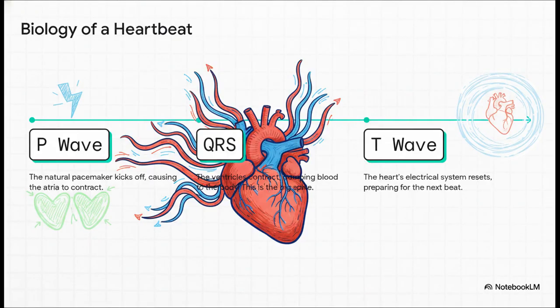So what do all these letters actually mean? Well, they map directly to what your heart is physically doing. That first little bump, the P wave, that's the spark. It's the heart's natural pacemaker firing up, making the atria contract. Then you get the giant spike, the QRS part. That's the main event. The powerful ventricles are squeezing, pumping blood out to your entire body. I mean, that's why that R wave is so huge. And that final T wave? That's just the heart's electrical system hitting the reset button, getting ready to do it all over again.